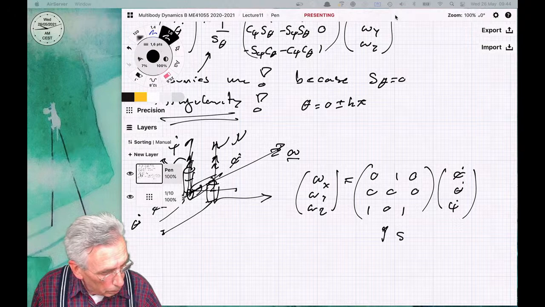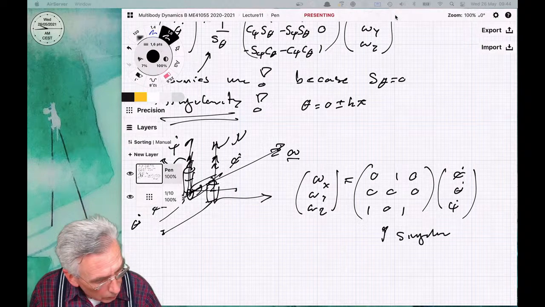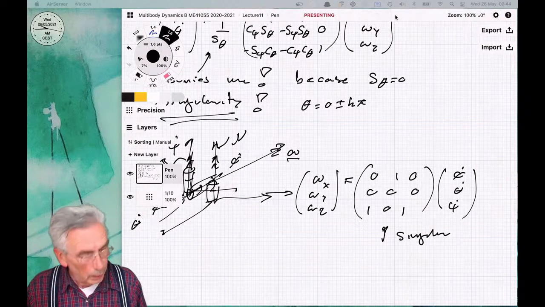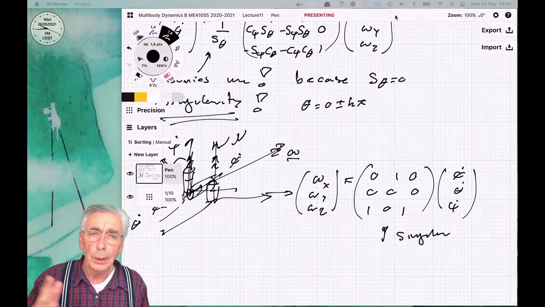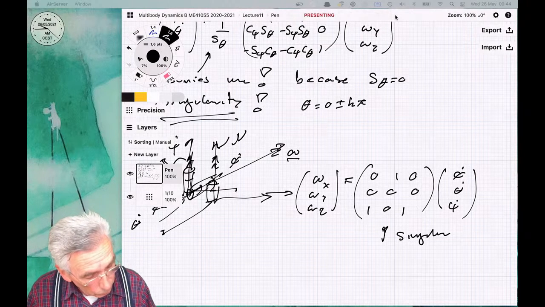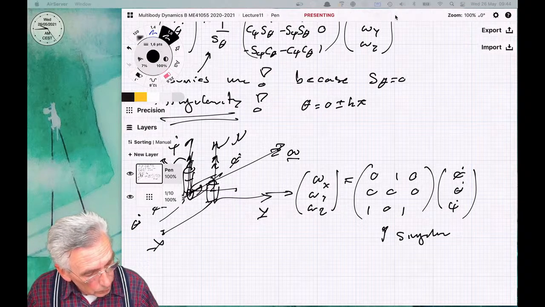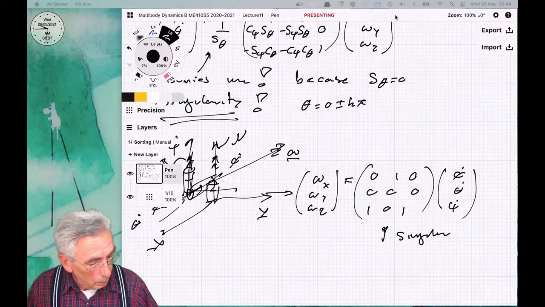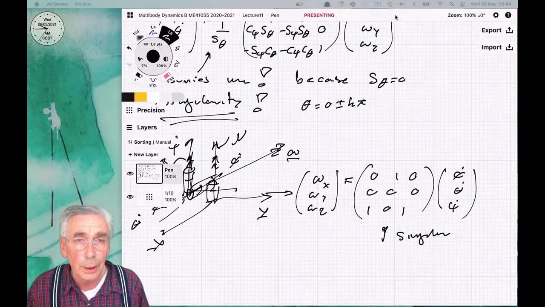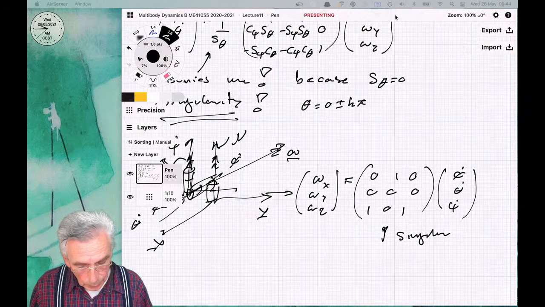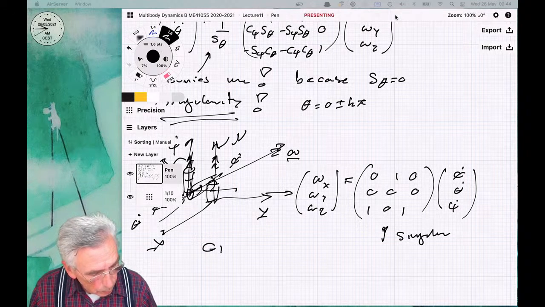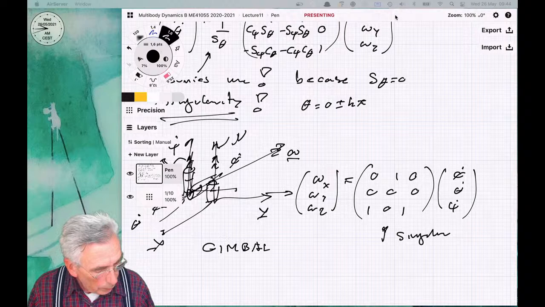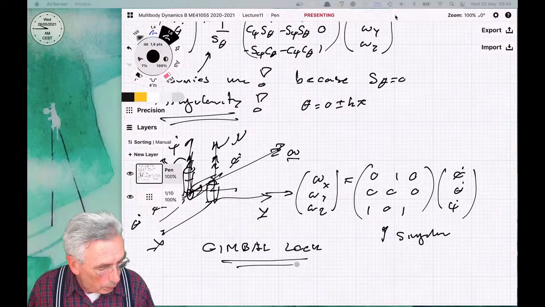And this is exactly the problem. This is singular. Why? Look at this. We cannot describe any component in the y direction, which you can see already from the picture here. We cannot describe any omega in the y. There are all zeros. So in the x and z, in this plane, perfect. And the z is a combination of these two. So that's a singularity, and we call that gimbal lock.